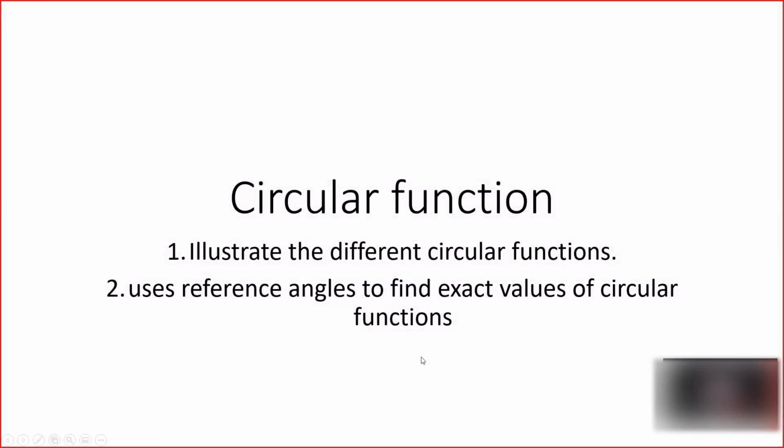Okay, so once again, good afternoon, and we are going to continue to discuss topics on the circular functions. For this presentation, we are going to illustrate the different circular functions and use reference angles to find the exact values of the circular functions.